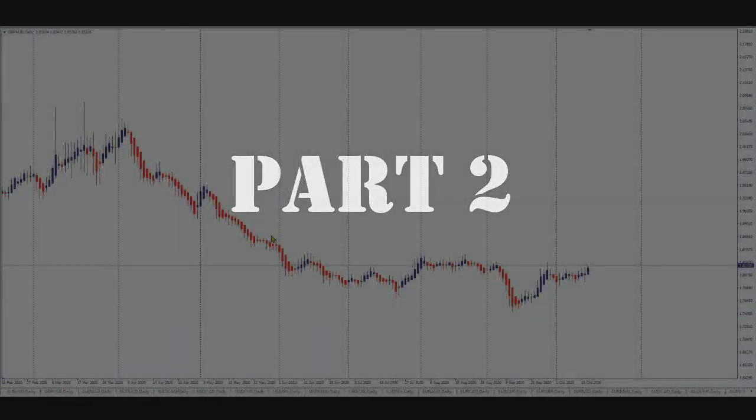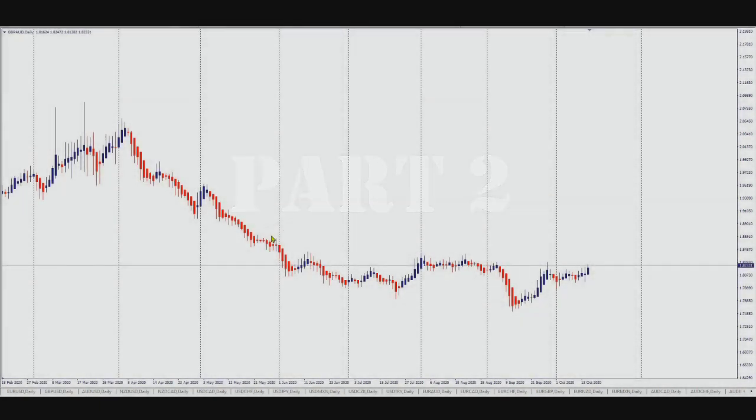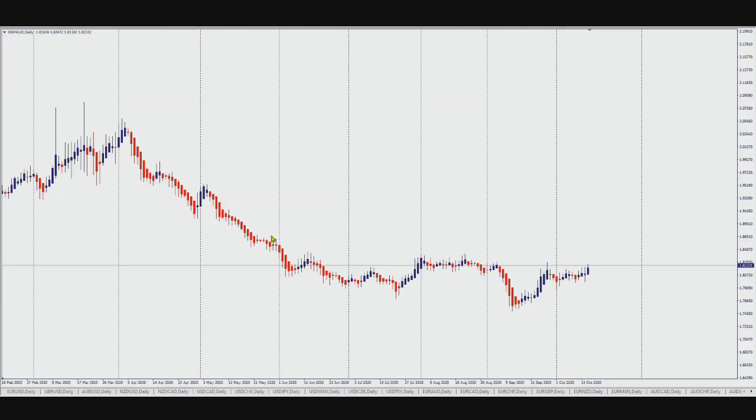So for part 2, we're going to look at trend reversals on the 4-hour and the 1-hour time frame. Now, when trading the new level strategy, always remember that the 4-hour and the 1-hour time frame are our entry time frames, which means we enter trades on these time frames.